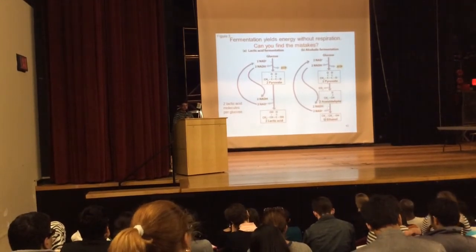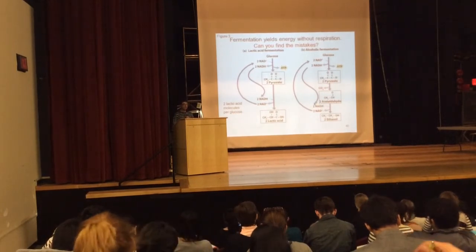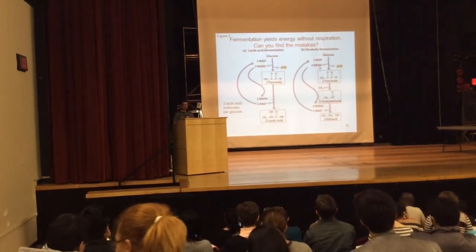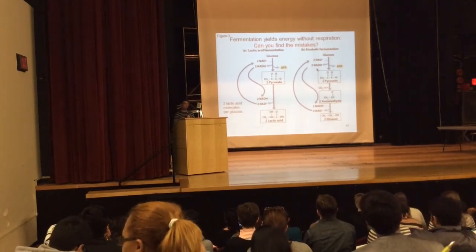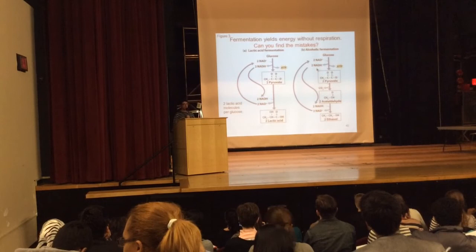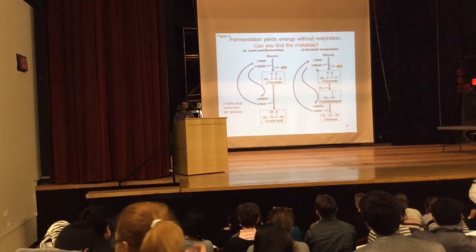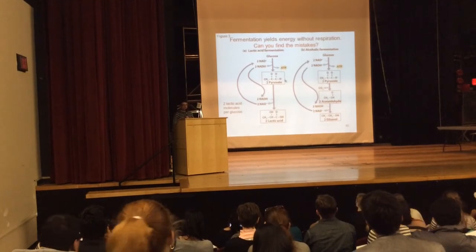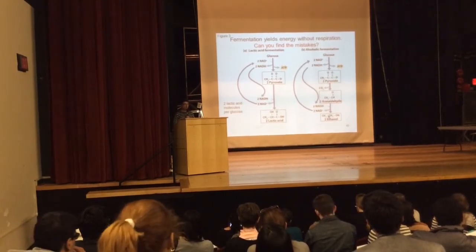So here's the waste product. But the whole point is to recycle the NAD+, otherwise glycolysis stops. And if glycolysis stops, what happens? You die, because not only do you not have aerobic respiration, you don't even have fermentation anymore. The only difference here is that pyruvate and lactic acid are both 3-carbon compounds, whereas ethanol is a 2-carbon compound.